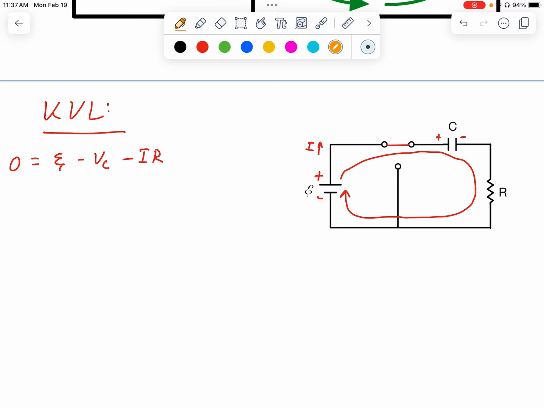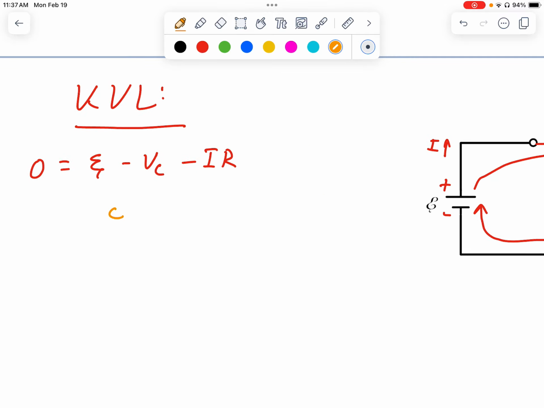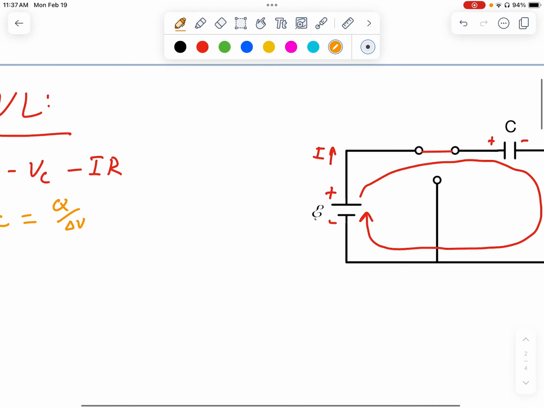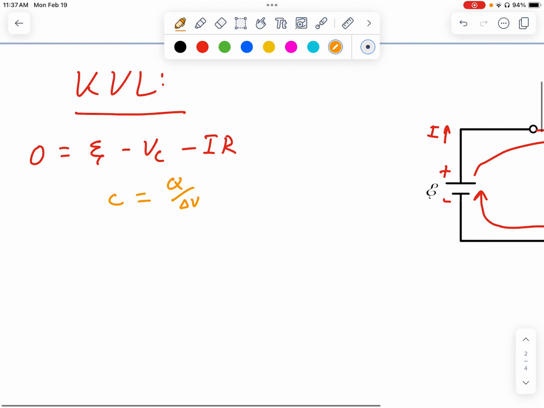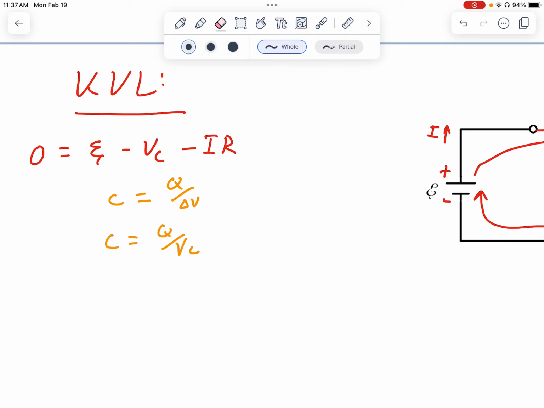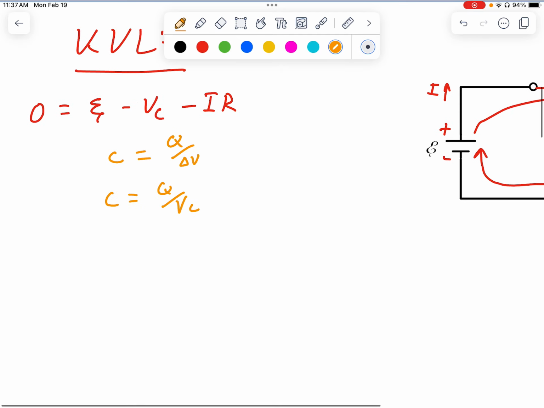Now, that voltage across the capacitor: if I write the definition for capacitance, it's the charge over the change in the voltage. Technically there's a change in voltage that occurs across the capacitor, a voltage drop, so there's a little delta V, but that's implied when we're writing these equations. So this C is our Q over V_C. I can rearrange that and say the voltage drop across the capacitor is just equal to Q over C.